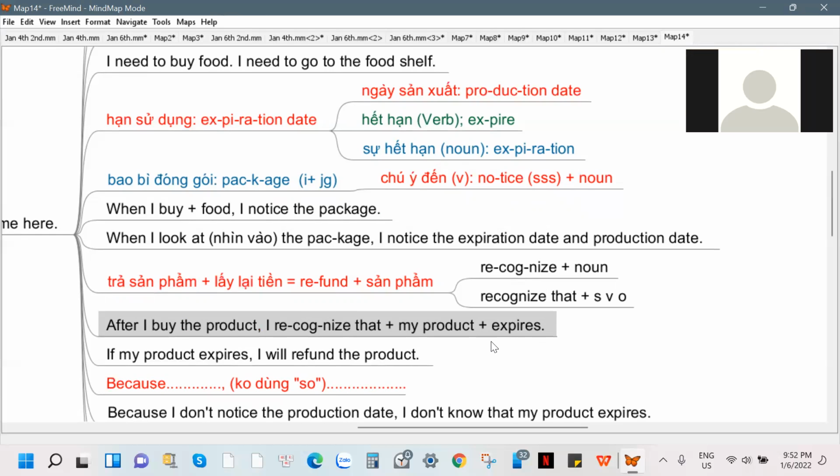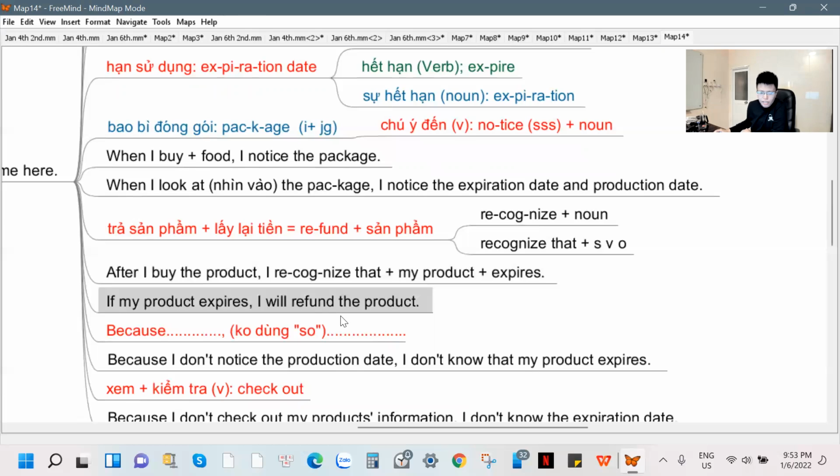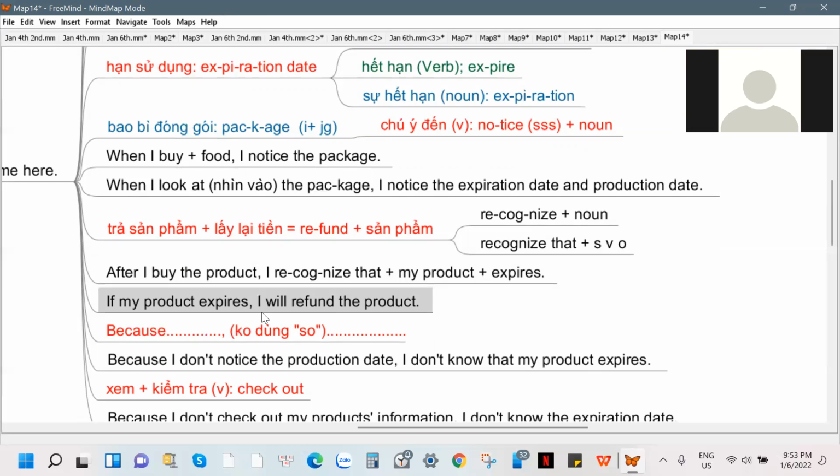After I buy the product, I recognize that my product expires. If my product expires, I will refund the product. If my products expire, I will refund the products.